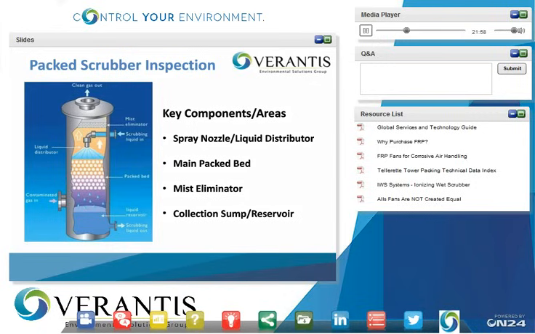And then lastly, the collection sump, the reservoir at the bottom, provides the liquid for the recycle to the scrubber. So it's important that it be maintained in a clean condition so that any type of solids or material that builds up in that sump is not causing any restrictions to the pump suction, which could inhibit flow to the recirculation pump and then cause lower liquid flow to the packing itself.